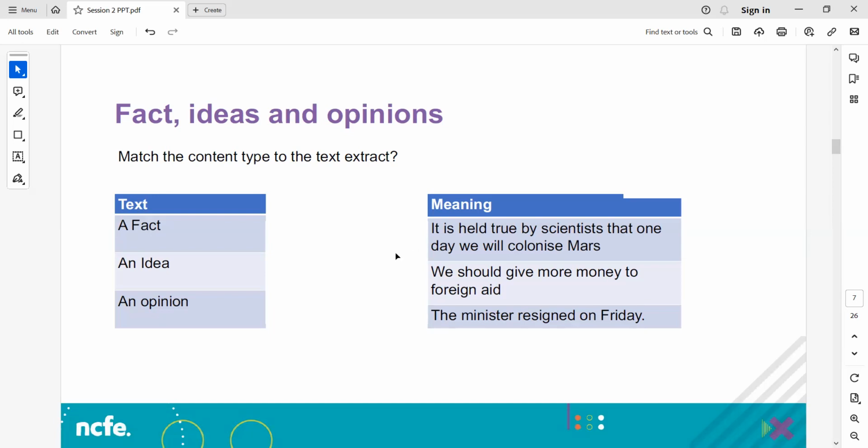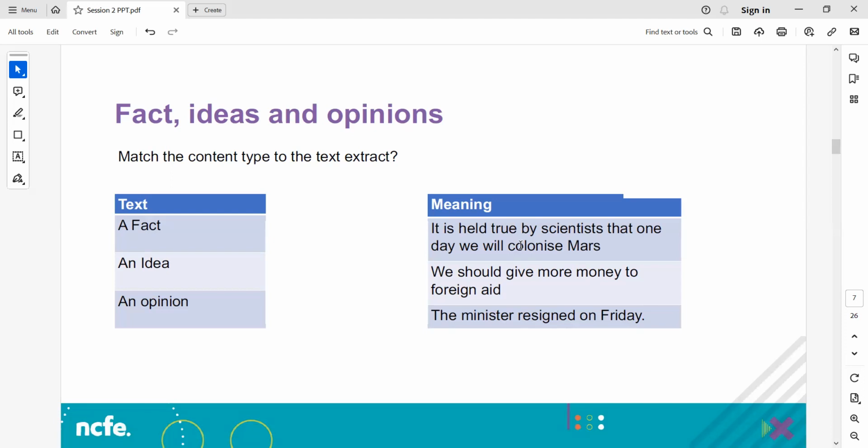So remember, an opinion is what one person thinks, and an idea is a more general view that might be held by a number of people or a society or a group of people. So which one would be the idea that's held by a group of people? We should give more money to foreign aid. Right, so the idea is the scientist one, because that's a general view held by a group of people. So it's an idea.